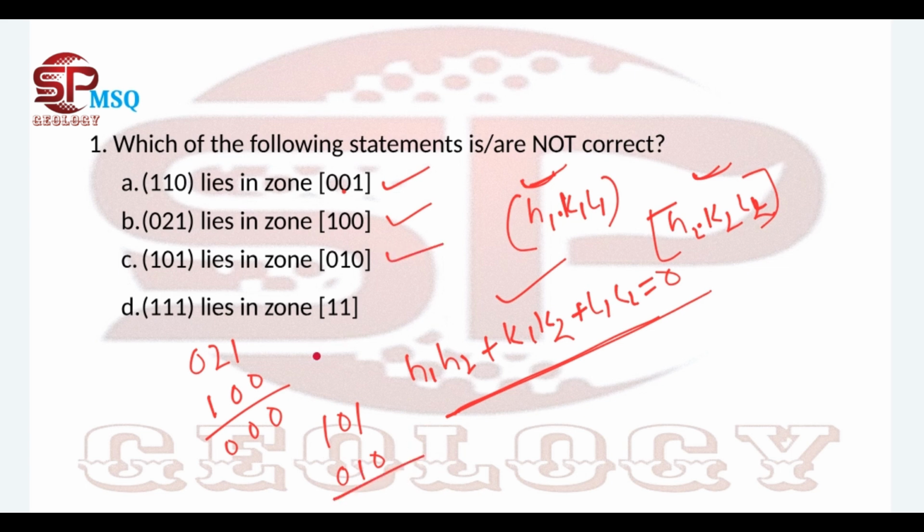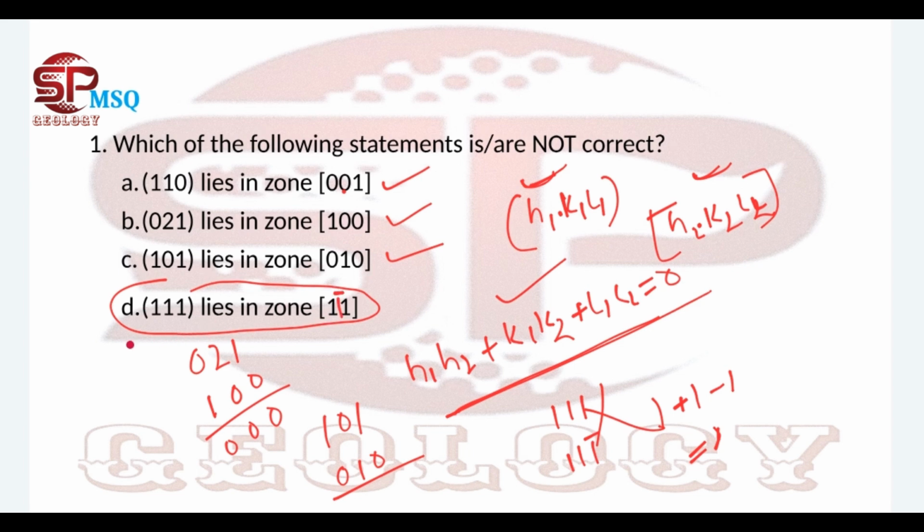It is also correct. 1 1 1 lies in 1 1 1 bar. 1 plus 1 minus 1 will be 1. So it will not be 0. So this does not satisfy the condition of the zone. This is 1 1 bar 1. This does not satisfy the zone condition. So this option will be incorrect.